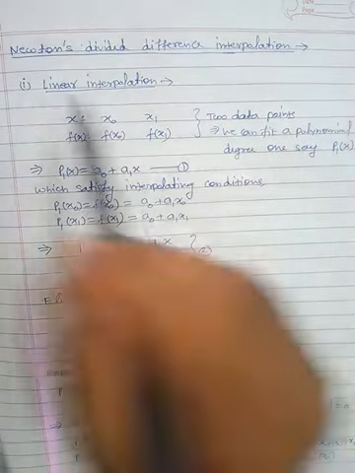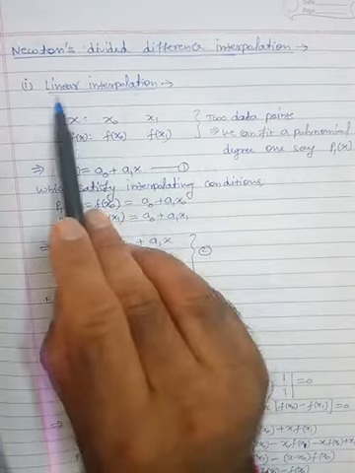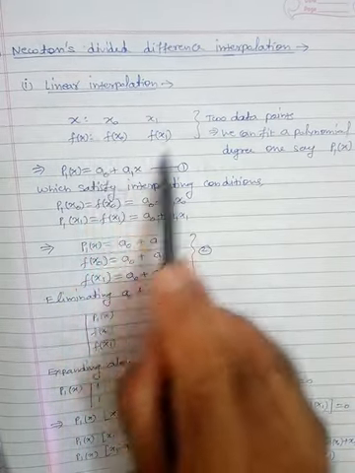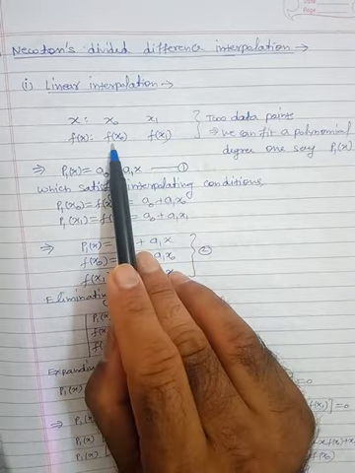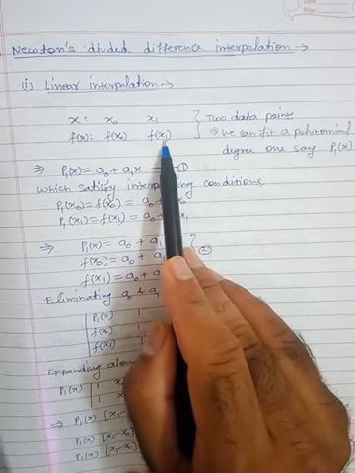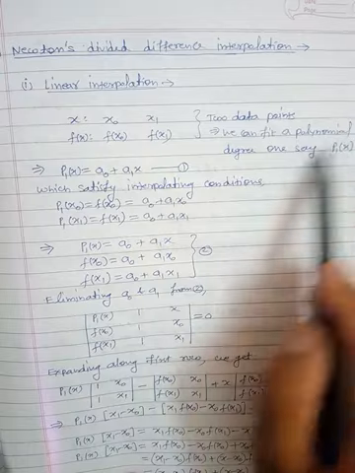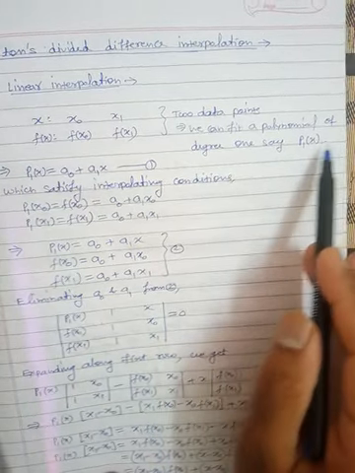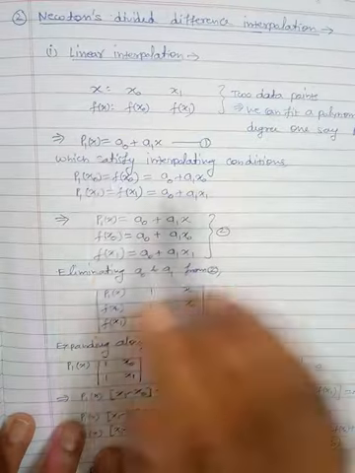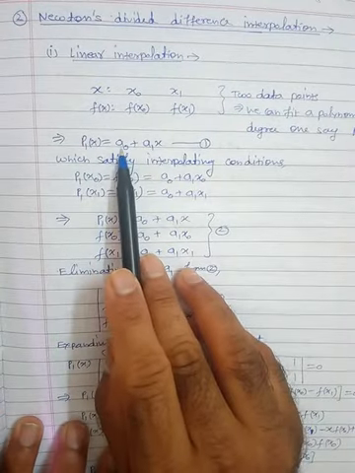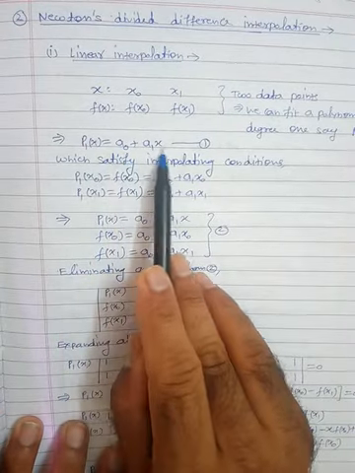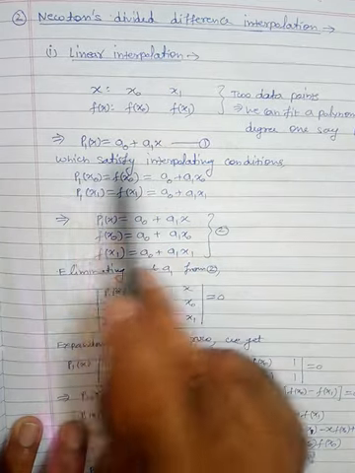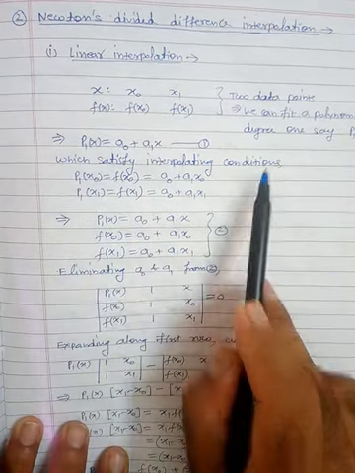So here let us see. We are discussing the linear interpolation formula. Suppose we have two data points here, x0, f of x0, and x1, f of x1. So we can fit a linear polynomial P1(x). Suppose P1(x) is a0 plus a1 x. Now we want to find this a0 and a1, and for this we will use the interpolating condition.